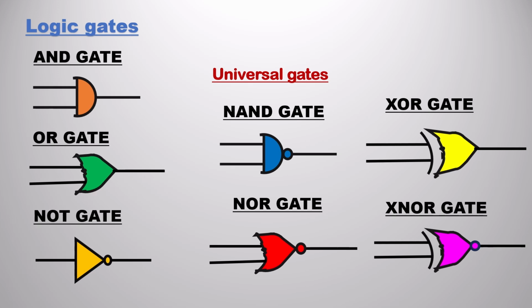Other than the universal gates, we have another 2 gates called the XOR gate and the XNOR gate. We will see each and every gate in detail in the upcoming videos, with their truth tables, explanations and full circuits as well.